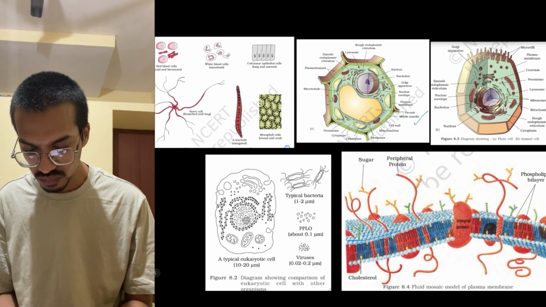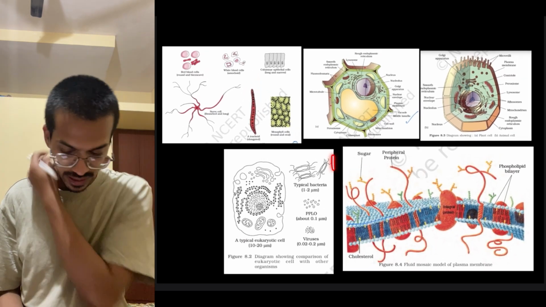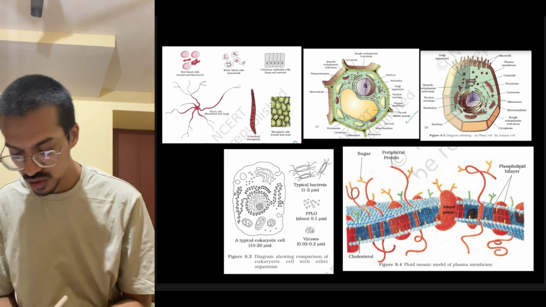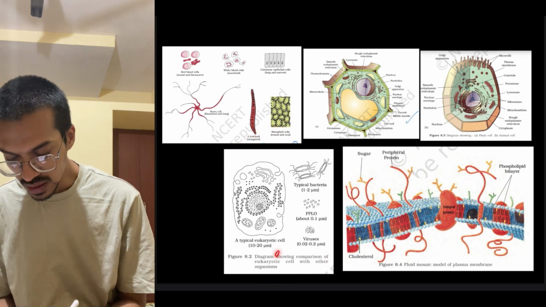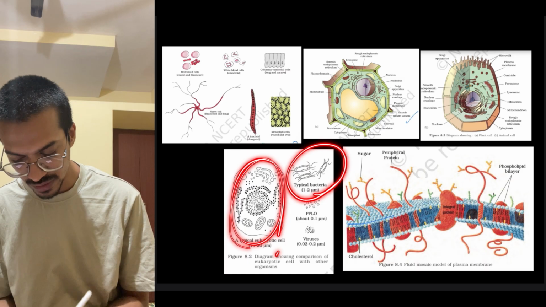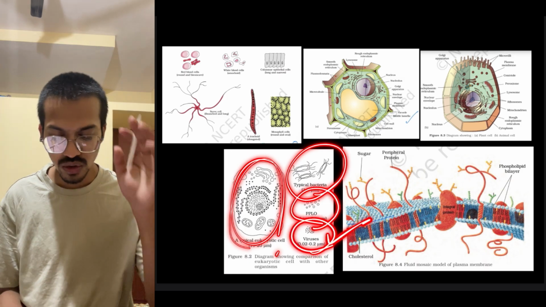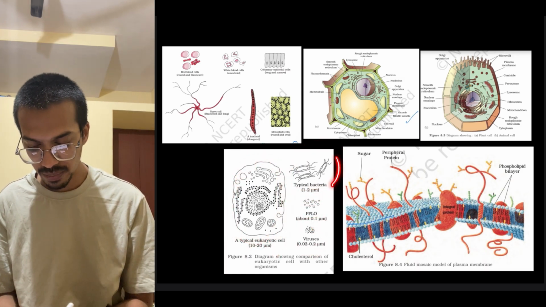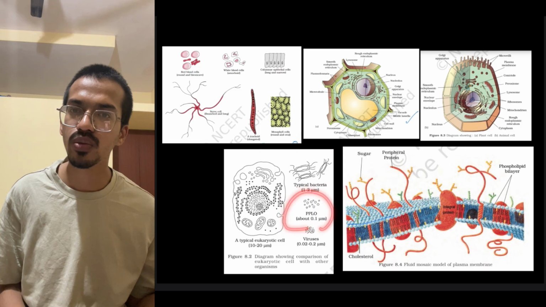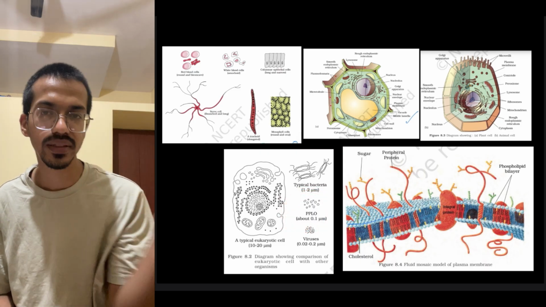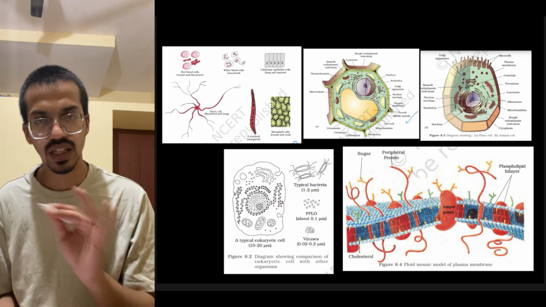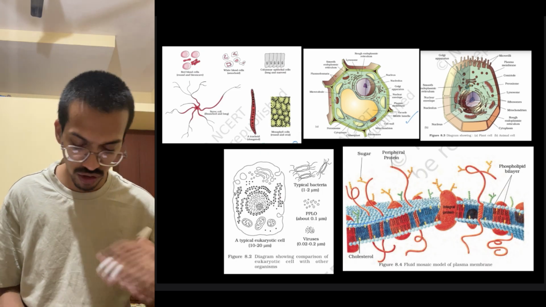Then you see your prokaryotes. In prokaryotes you can simply see this is a eukaryotic cell, this is a prokaryotic cell, and their size is given to you, and the virus is also given to you. So typical bacteria are 1 to 2 micrometers, PPLO is 0.1 micrometer, whereas in the text it was written 0.3, so there is a bit of confusion over here. Then viruses are much smaller than that.